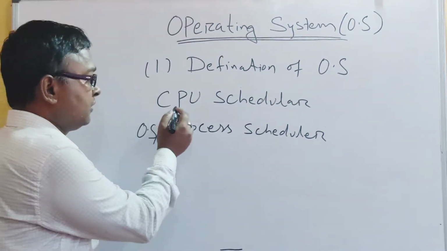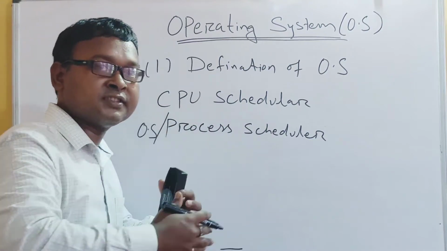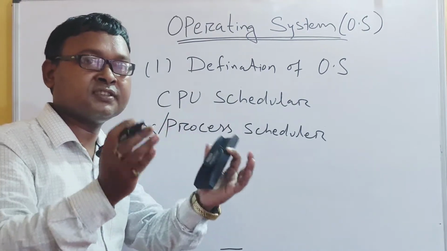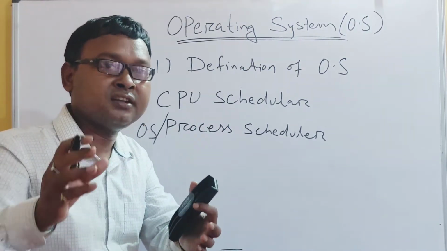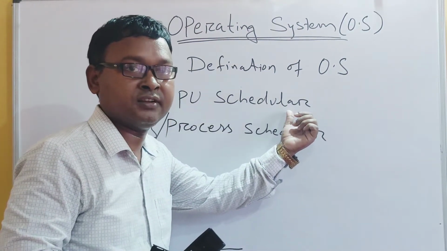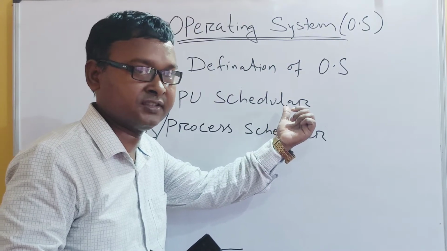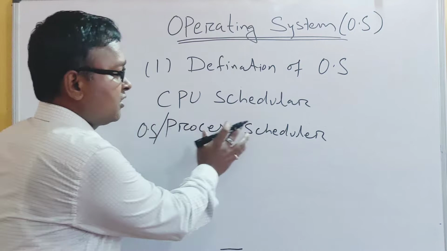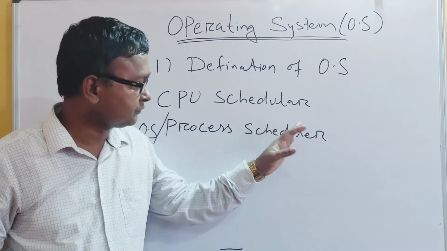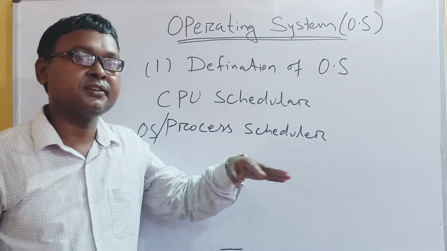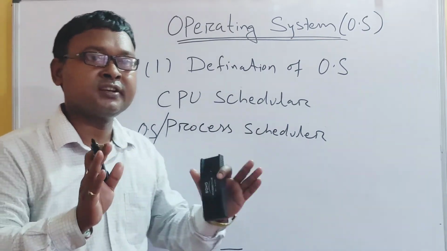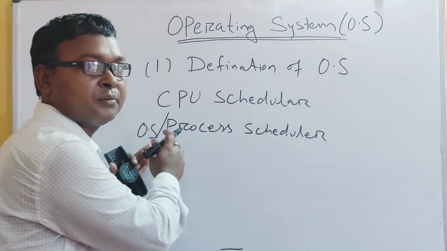So the CPU scheduler: when the processes reach the CPU and how the processes get executed in the processor, that is decided by the CPU scheduler inside the CPU. Then the operating system or process scheduler. A process scheduler can be of other types also, like the long term scheduler and short term scheduler, but forget about that. Try to understand what the process scheduler is.